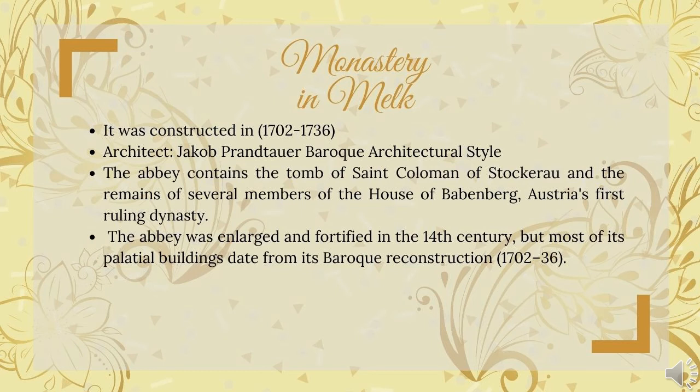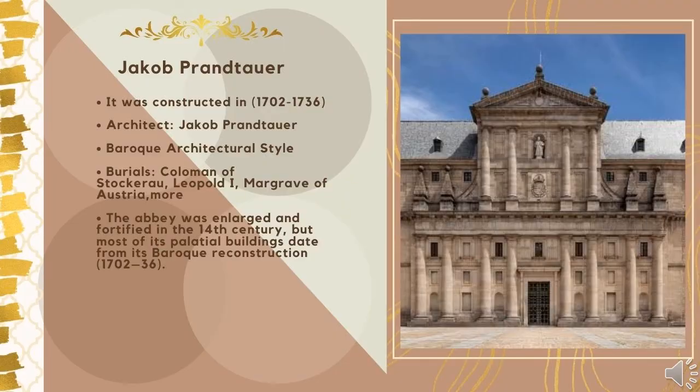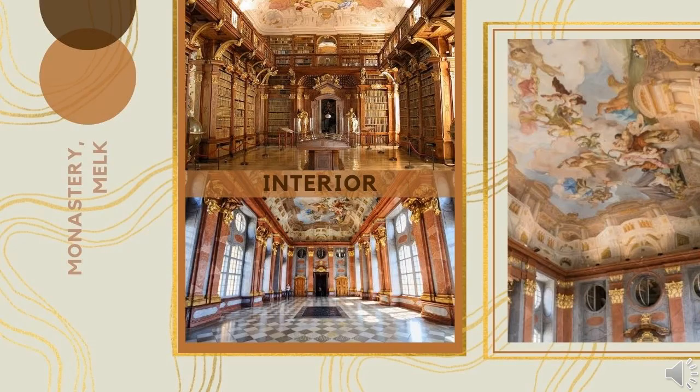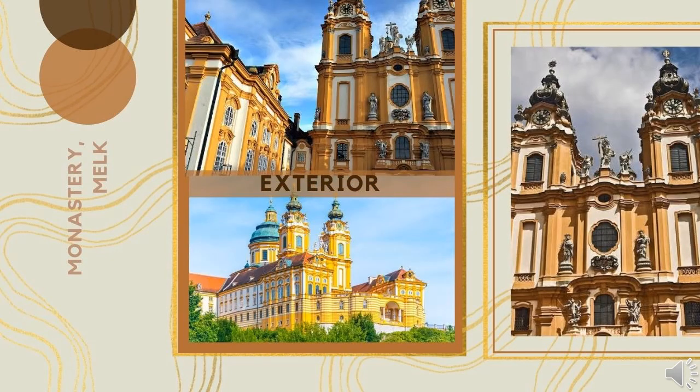The abbey was enlarged and fortified in the 14th century, but most of its palatial buildings date from its Baroque reconstruction in 1702 to 1736. Burials here include Coloman of Stockerau, Leopold I, Margrave of Austria, and more. This is the interior of Monastery Melk, while this is the exterior of Monastery Melk.